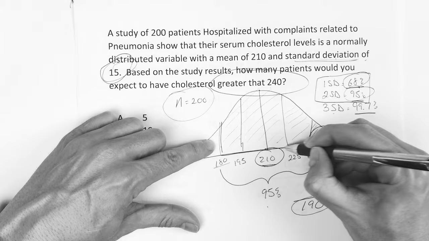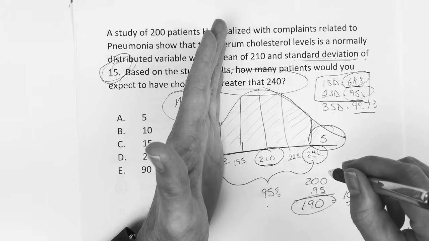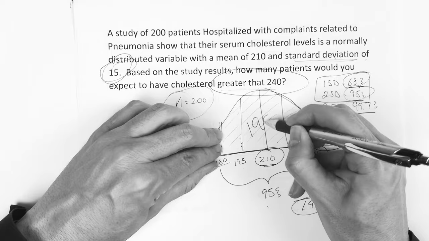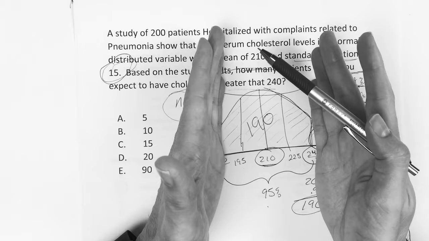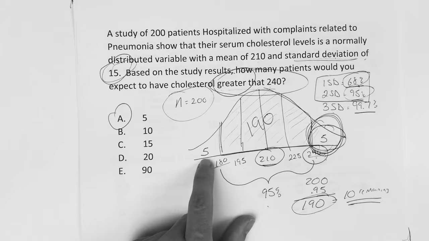And there's our 240, because the question said, how many would you expect to have greater than 240? Now, they didn't say how many are on the outsides and remaining. They said how many is above 240. Well, if I got 190 people in here, and there's 200 people in the study, that's 10 people unaccounted for. There's 10 people outside. Five of them are down here, and five of them are up there. And that's why the answer is going to be 5, because it's how many was greater than 240. Good question. Okay.